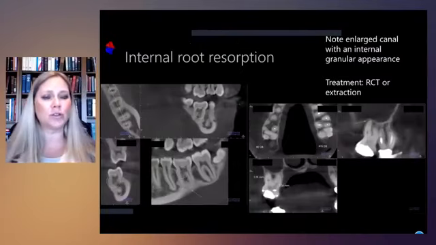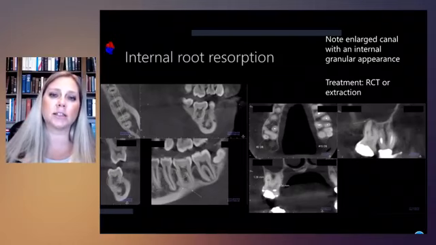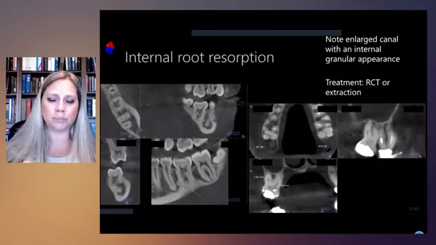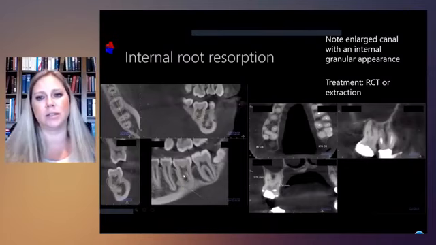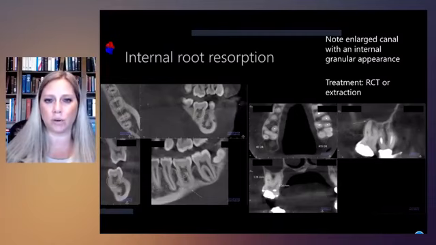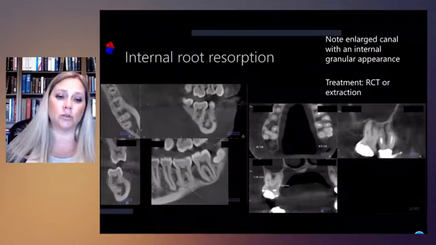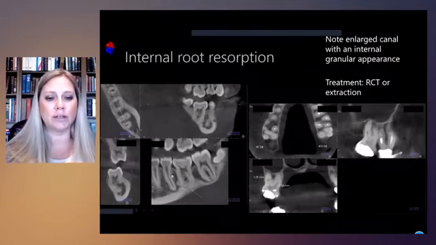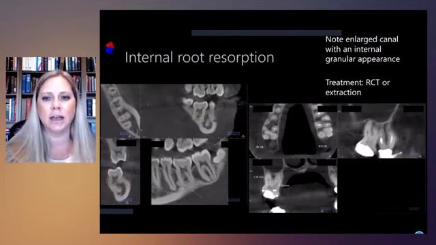And again, we can see the difference between our external versus our internal root resorption. And so here we have cases of internal root resorption. And what we can see, particularly in this case, we have a granular hypodensity within that tooth, and we have an enlarged pulp chamber and canal. And that lets us know that yes, we do have internal root resorption. We can definitely see that we've got some severely dilacerated roots, so this could be a very complicated case.